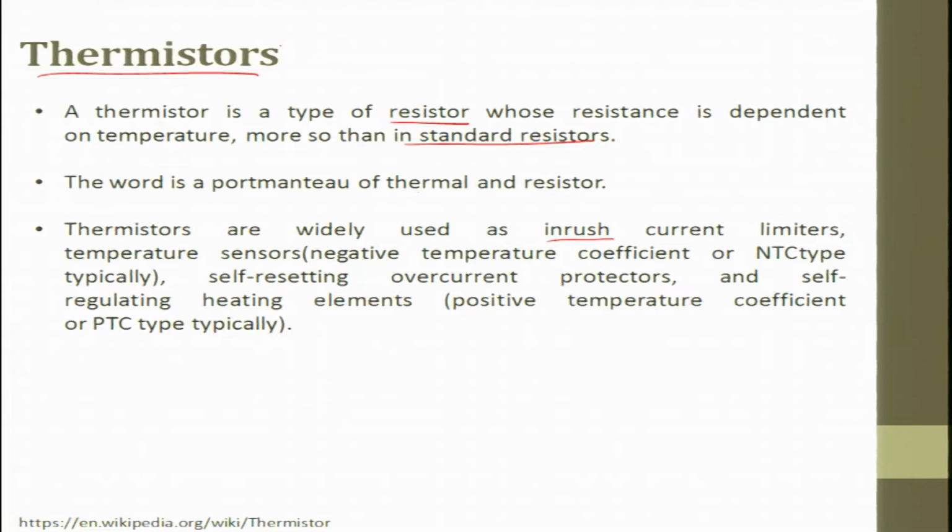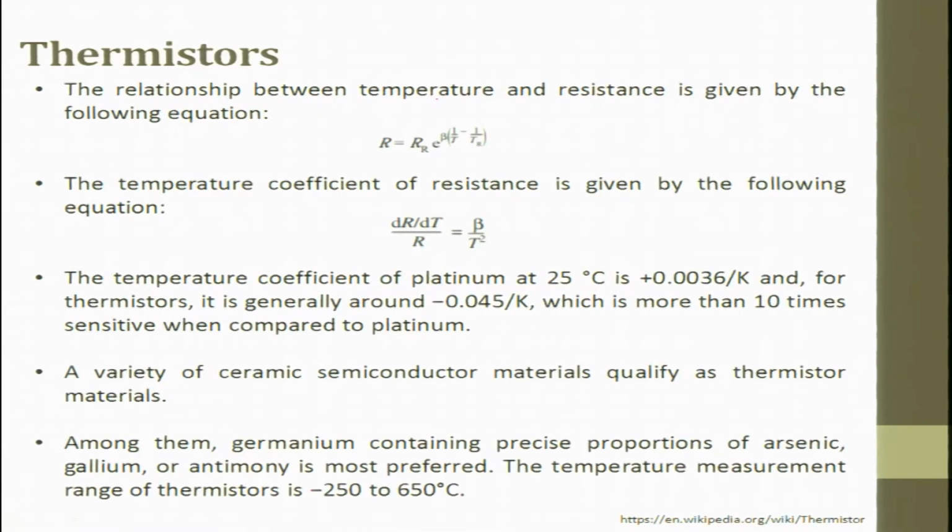We use the thermistor. The relationship between the temperature and the resistance is given by this equation, where R equals R suffix R, e to the power beta times (1 by T minus 1 by TR). The temperature coefficient of resistance is given by the following equation: (1 by R) times dou R by dou T, which is nothing but minus beta by T square.